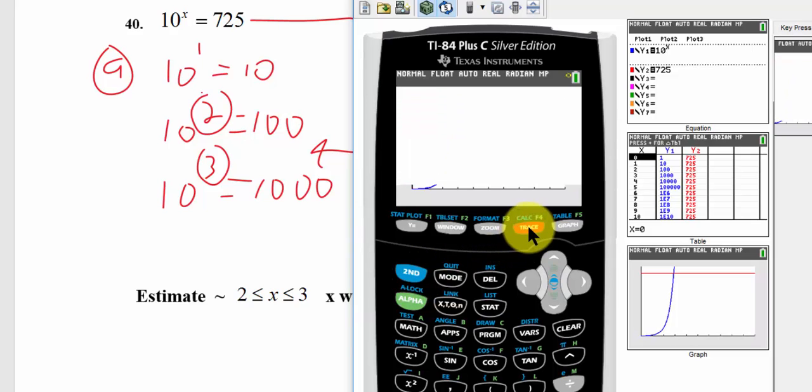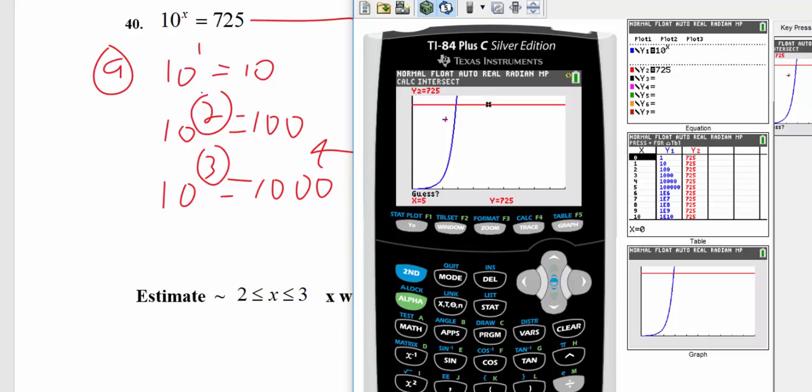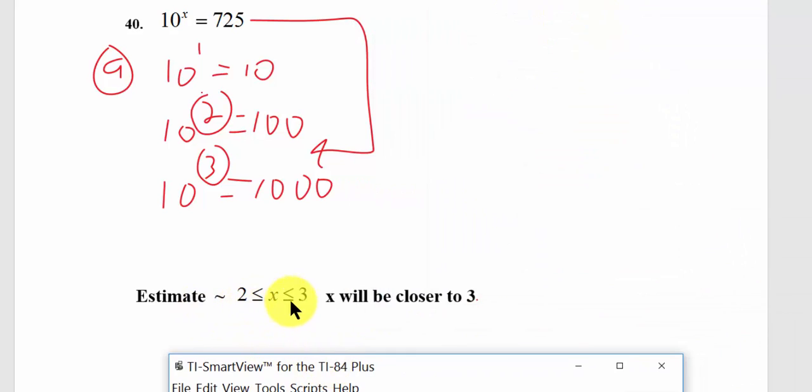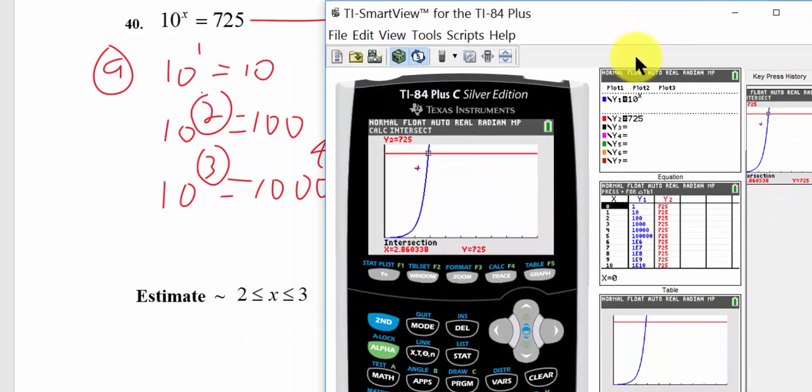So I press second trace, number 5, enter 3 times, and my intersection is at 2.86. Does that make sense? Well, we said the answer would be between 2 and 3, closer to 3. And this 2.86 is definitely between 2 and 3, closer to 3. Okay? And again, on a test or a quiz, I'd want you to actually sketch the graph, label the intersection, and write your final answer, x equals 2.86.